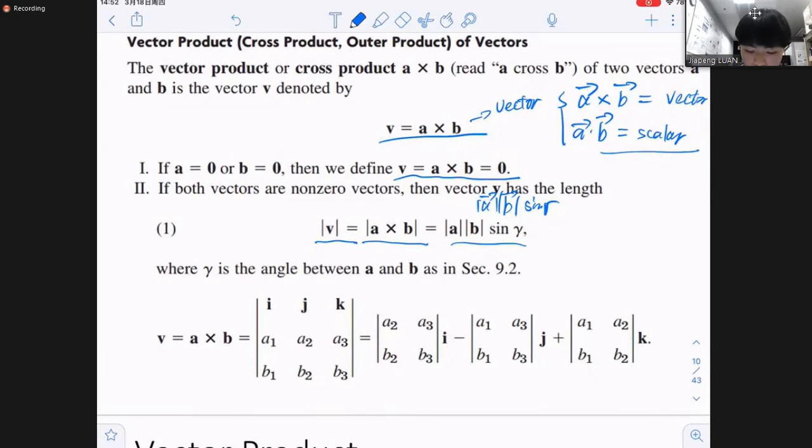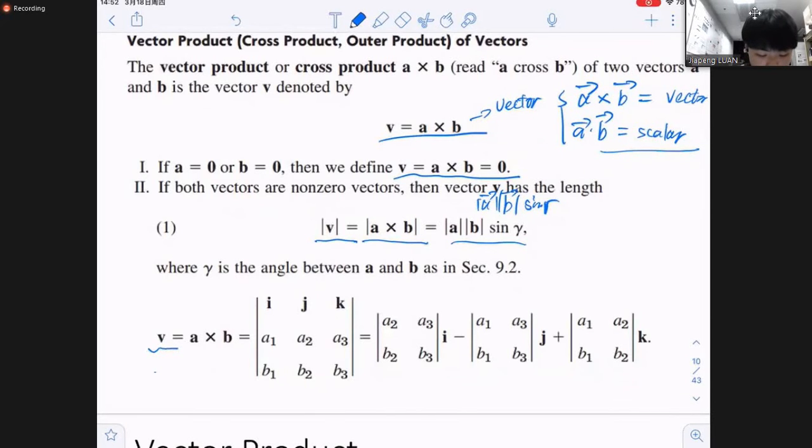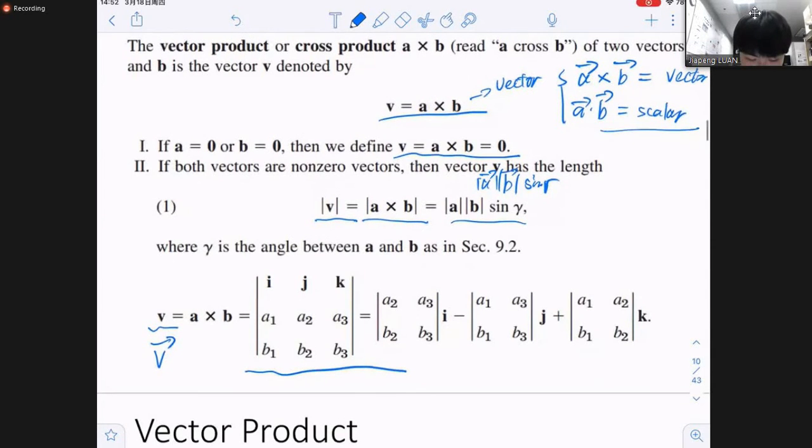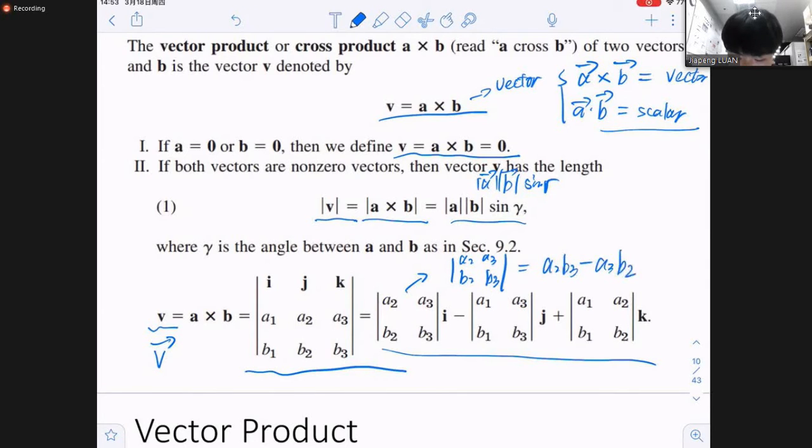If you just want to calculate what the vector V is, then you have A cross B, and you need to calculate this determinant. I think you're already familiar with this. You have this i, j, k here, and how to calculate this one? The determinant of A2, A3, B2, B3 is actually A2 B3 minus A3 B2, right?